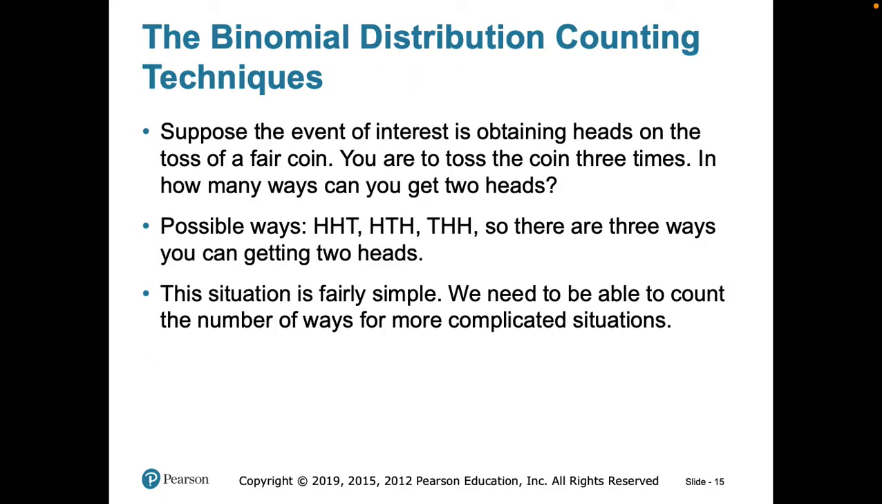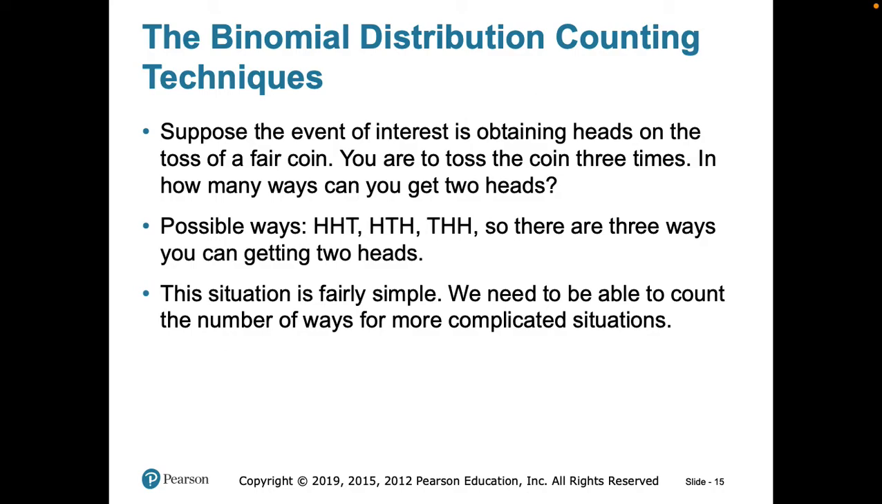Remember those counting techniques that we talked about in chapter 4? They become very handy here. Imagine that you have an event where you want to figure out how many heads you get from tossing a coin, right? So you are to toss the coin 3 times. In how many ways can you get 2 heads? You can get heads, heads, tail. You can get heads, tail, heads, or you can get tails, head, head. In this case, we have 3 different ways where you can get those 2 heads, right?